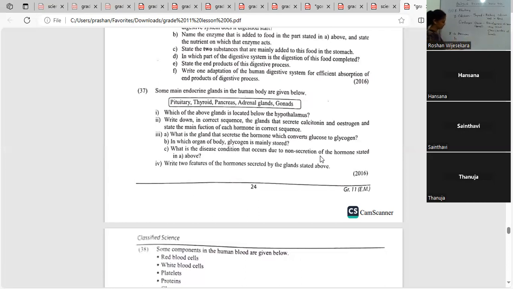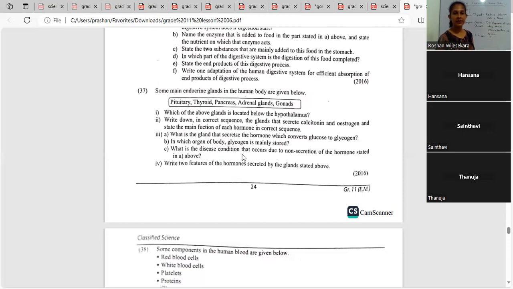The B part. Answer for B. In which organ of the body is glycogen mainly stored? Glycogen is stored in the liver. Liver is the correct answer. Okay, then question C.